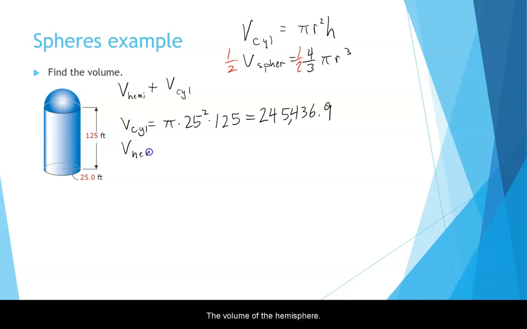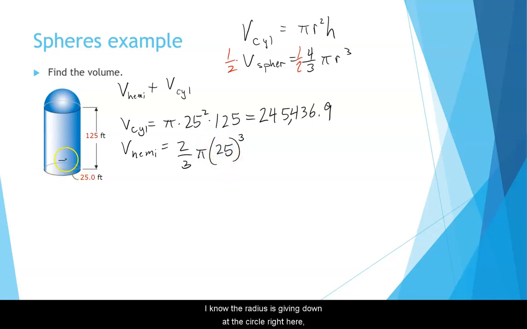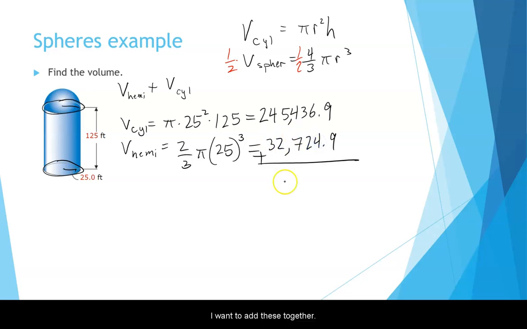The volume of the hemisphere is 1/2 of 4/3. Multiplying those together, we've got 2/3 times pi r cubed. So in this case, the radius is 25. I know the radius is given down at this circle right here, but that circle has to be the same as the circle at the top. All right, this works out to be about 32,724.9. I want to add these together.